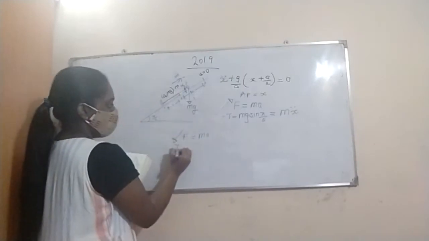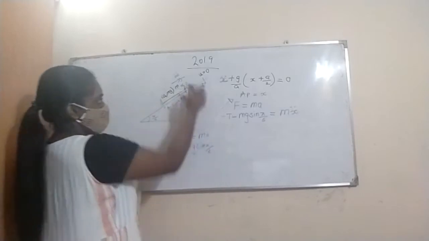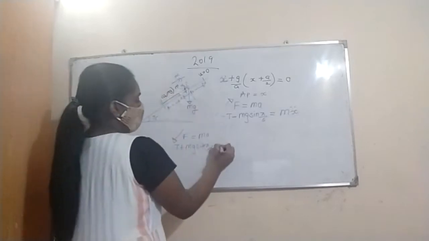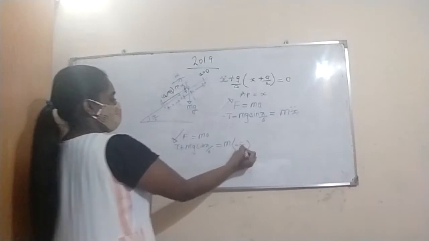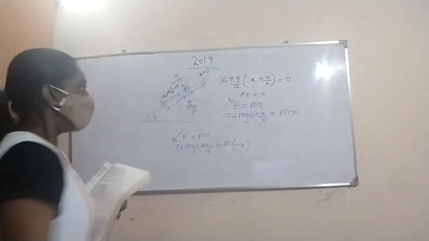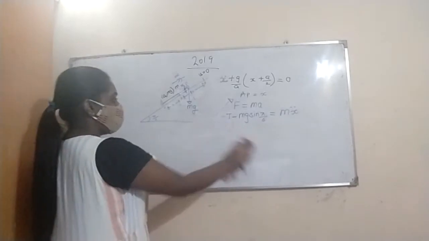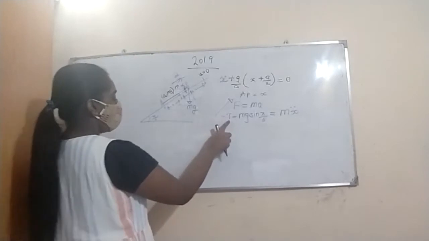See, T plus mg sin pi by 6 will be, in this direction both the forces are acting now. So m into, we have to put minus x double dot. Sometimes you may forget this minus. Therefore, it is always safe to apply F equals ma in the direction of what? Acceleration. Okay.